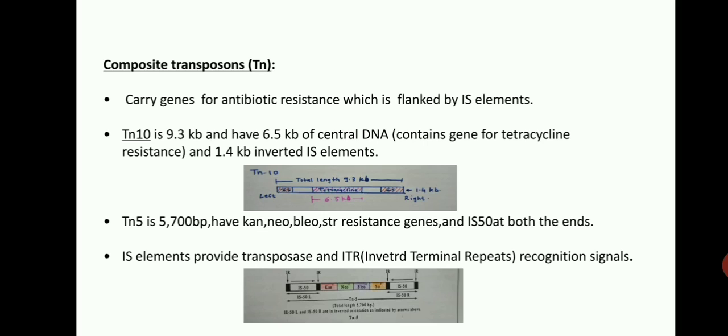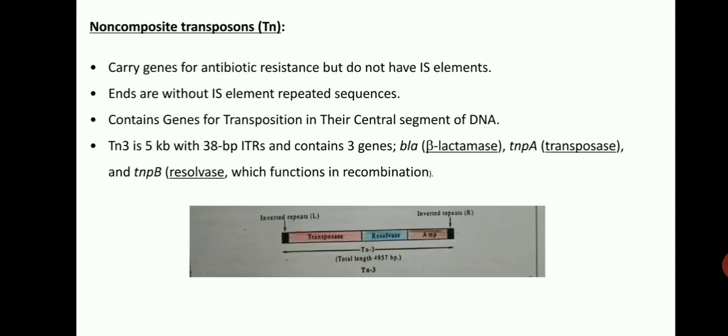Now a second example, that is Tn5. It is 5700 base pairs and has kanamycin, neomycin, bleomycin and streptomycin resistance genes at its center and IS50 at both the ends. Here in this image you can see the antibiotic resistance genes are flanked by the IS elements at left and right, that is the IS50 elements. These IS elements provide transposase and ITR, that is the inverted terminal repeat recognition signals. So these are the composite transposons.